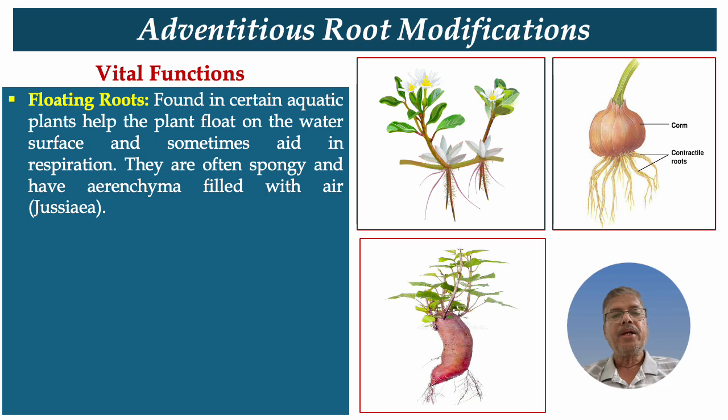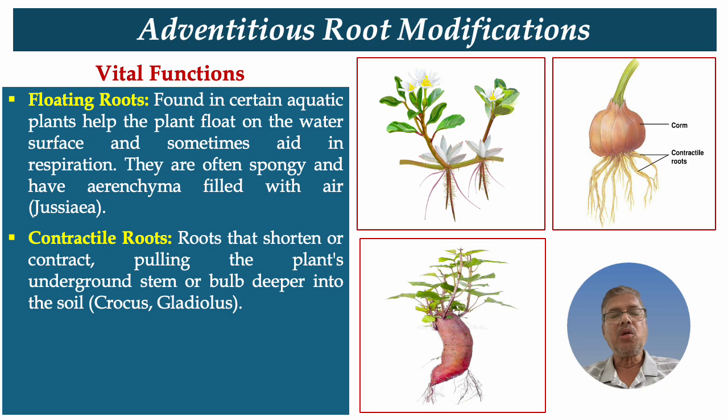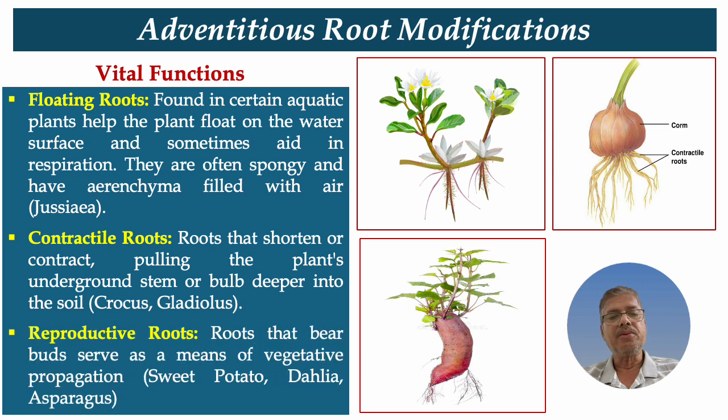Floating roots. The adventitious roots found in aquatic plants which help the plant to float on the water surface and sometimes help in respiration. They are often spongy and filled with air. Example is Jussiaea. Contractile roots. These are roots that shorten or contract, pulling the plant's underground stem or bulb deeper into the soil. Examples are crocus, lily, gladiolus.